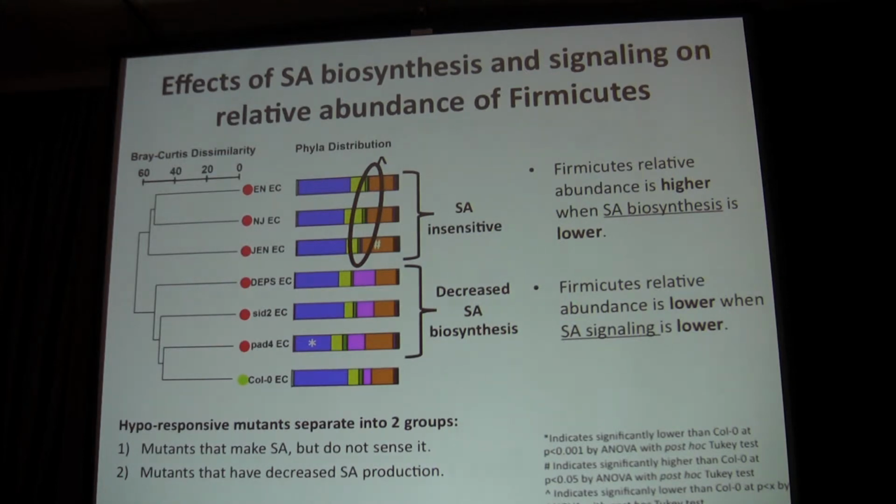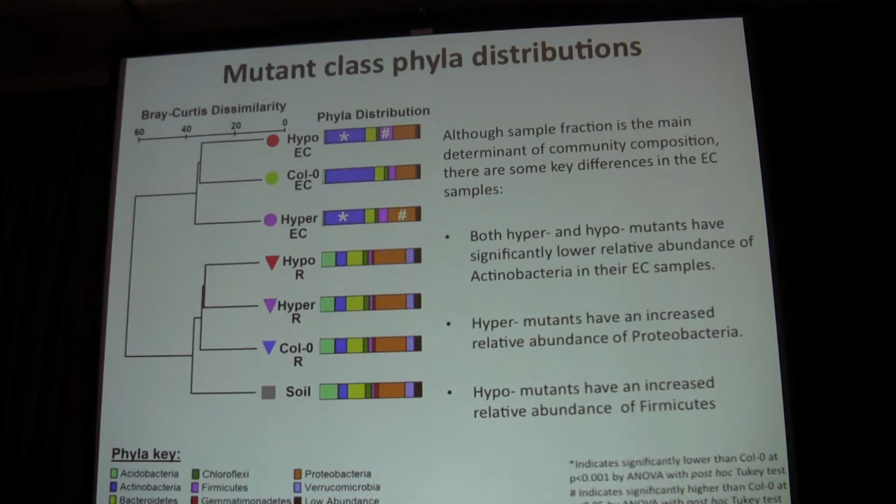So we have an opposite phenotype here, which is indicating to us that it's the level of SA itself and not necessarily the downstream signaling, since those plants that don't have the downstream signaling don't seem to control the level of firmicutes just fine. So that's the hypo story. On the opposite side of that, we have the hyper story.